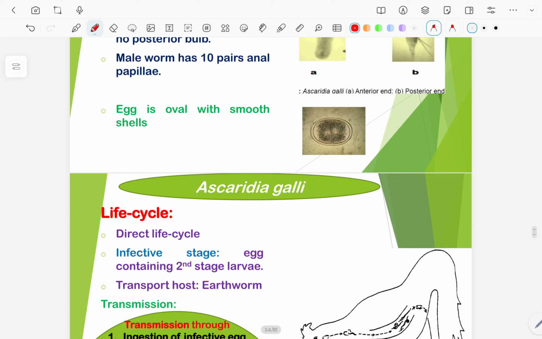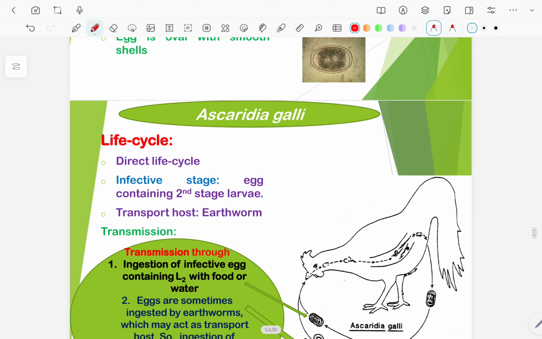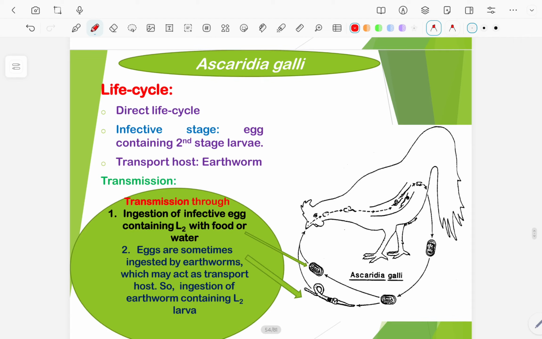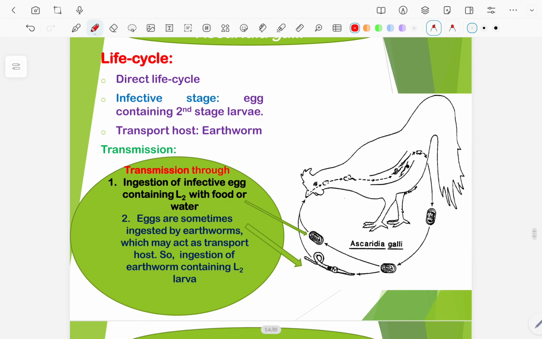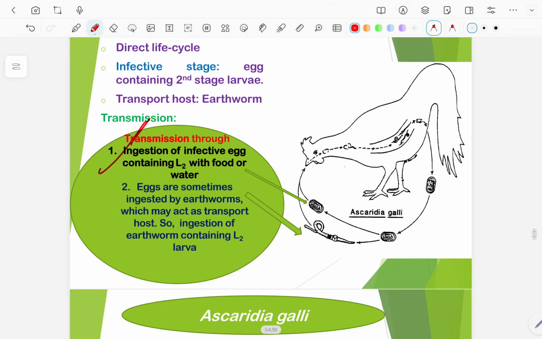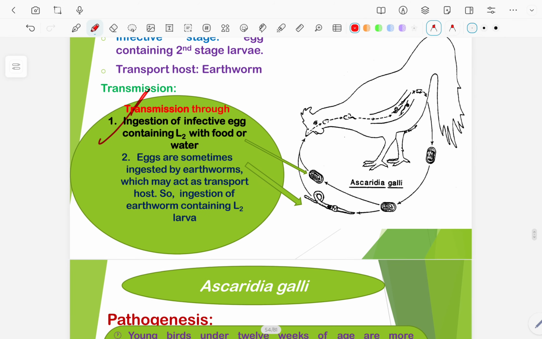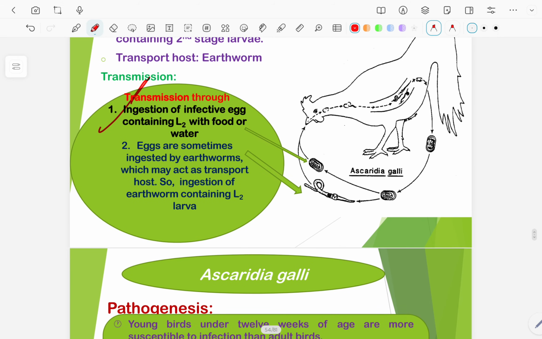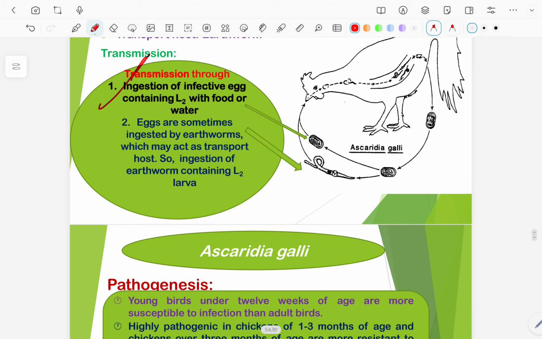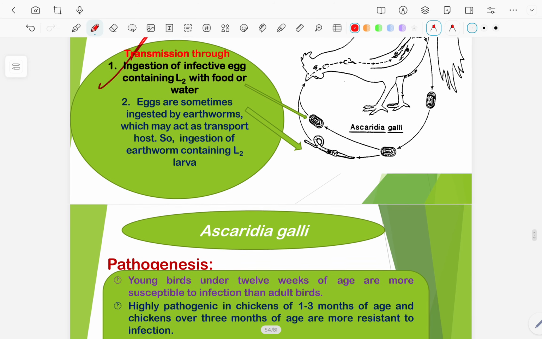Ascaridia galli life cycle: direct life cycle. Infective stage: egg containing second stage larvae. Transport host: earthworm. Transmission is through, first, ingestion of infective eggs containing L2 with food or water. Second, eggs are sometimes ingested by earthworms, which may act as transport hosts, so ingestion of an earthworm containing L2 larvae.